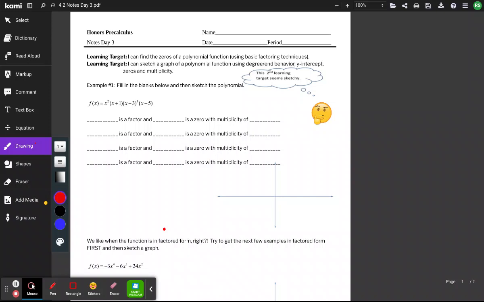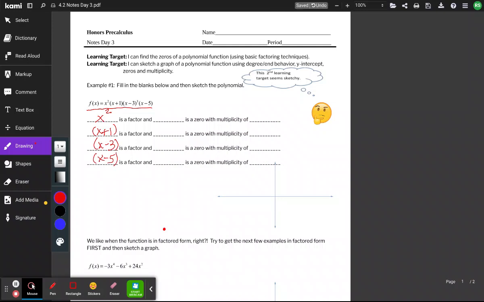So we're going to start with f of x equals x squared, times quantity of x plus 1, times quantity of x minus 3 to the power of 3, times quantity of x minus 5. So x squared, x plus 1, x minus 3, and x minus 5 are the factors that we have.